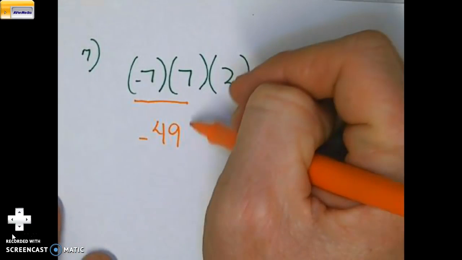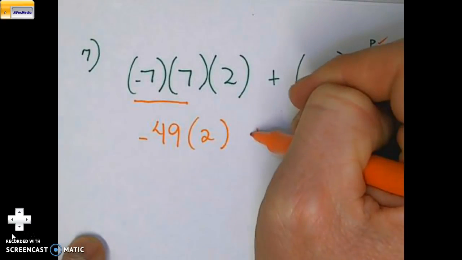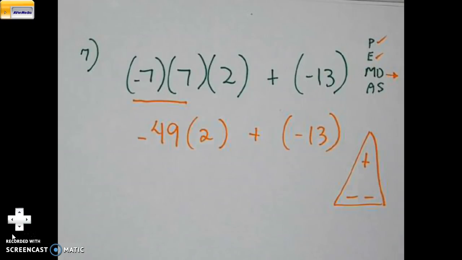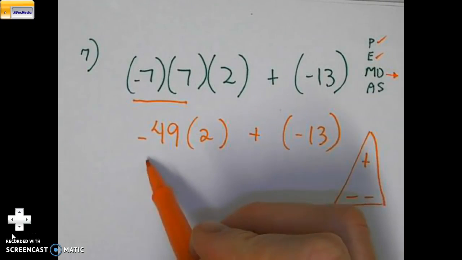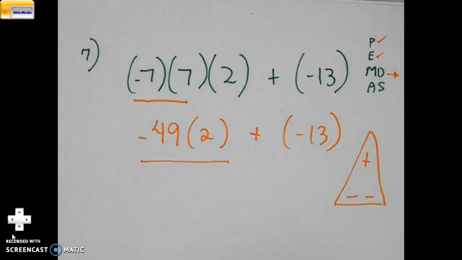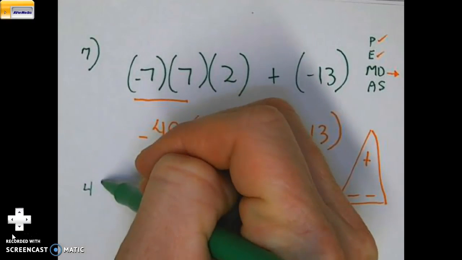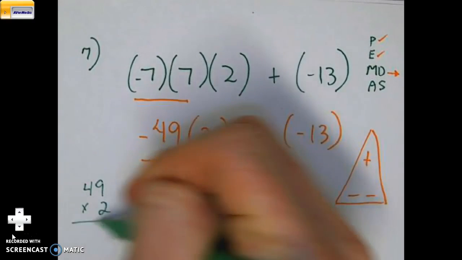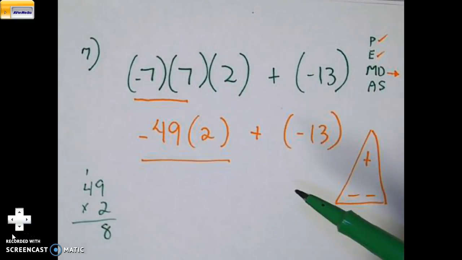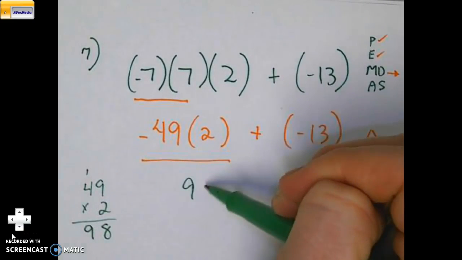Okay, now I have that. I'm going to bring everything else down. So I'm going to bring down that parentheses plus negative 13. Now I keep going. I'm still in my multiply and divide step. So the next thing I'm going to do is negative 49 times 2. Some of you guys might be able to do that in your head. Some of you guys maybe not. Again, it's okay to work out on the side. 2 times 9 is 18. 2 times 4, 8, plus 1 is 9. So my answer is going to be 98.